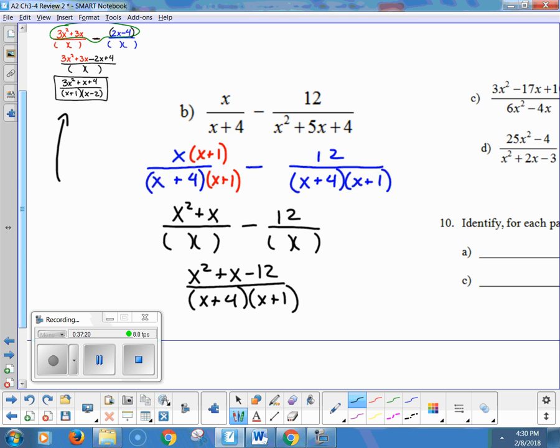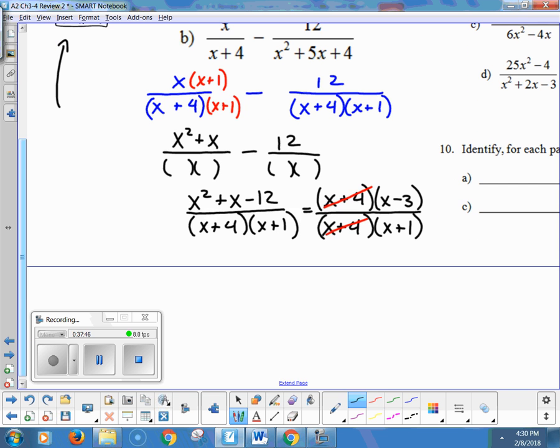And I'm hoping you notice that the top of this fraction does factor. It factors to, let's see, x plus 4 and x minus 3 over x plus 4 and x plus 1. And look there, our x plus 4s cancel. And so we end up with x minus 3 over x plus 1. So this does equal x minus 3 over x plus 1 with conditions.